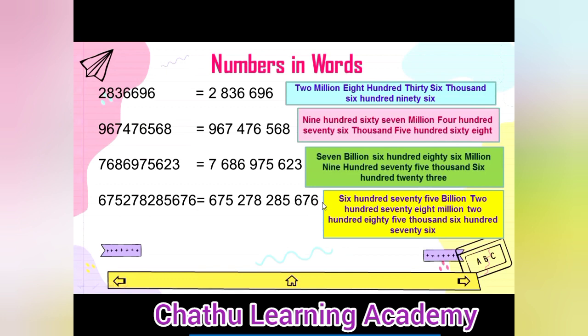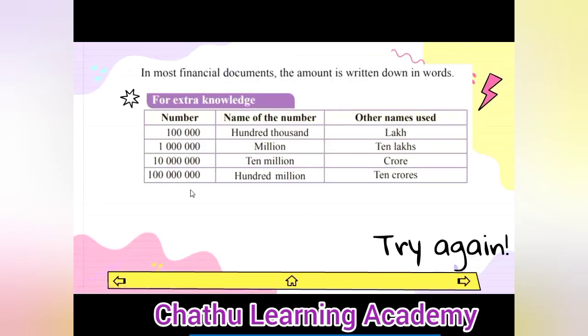285,676. Likewise, you can write any numbers in word form. In most financial documents, we do not follow this naming. We use other names. In day-to-day life, we use lakhs for 100,000, 10 lakhs for million, and crore for 10 million, 10 crores for 100 million. Likewise, we use these general terms in our day-to-day life instead of this method.